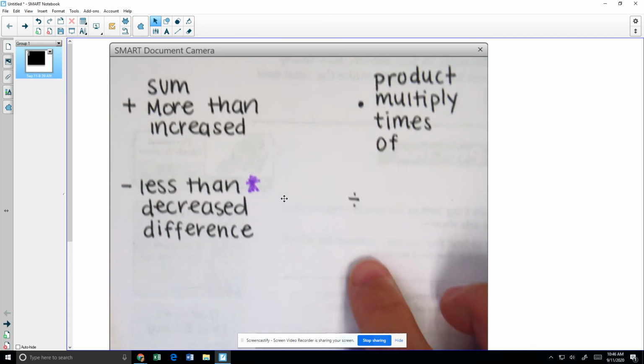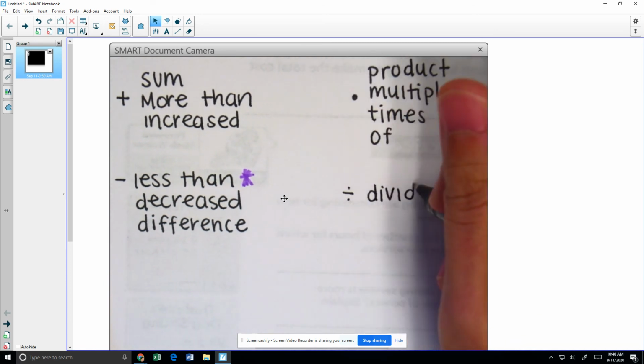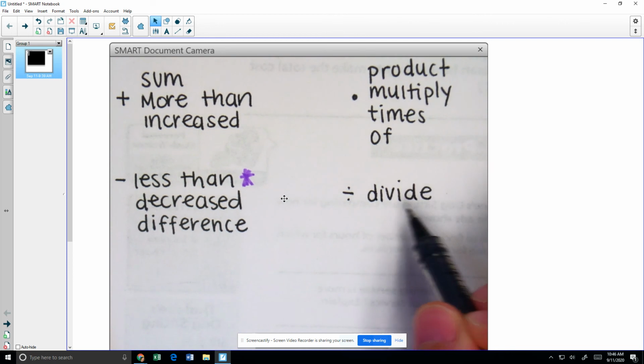Okay, so finally, I have this symbol, which I know is divide. Divide is super boring because there's only really 2 words. Does anyone remember the last one?